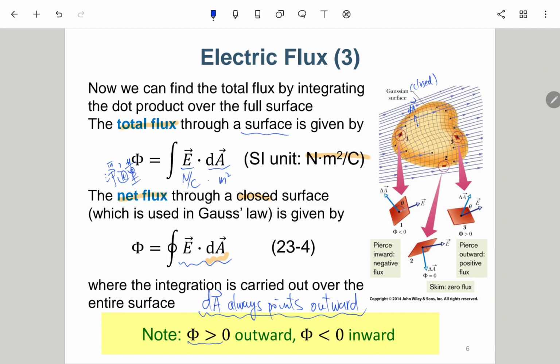Okay, so this is the boundary case. If phi is 0, then there's no net flux. If phi is larger than 0, then the E field is going outward. And if phi is smaller than 0, then the E field is going inward.